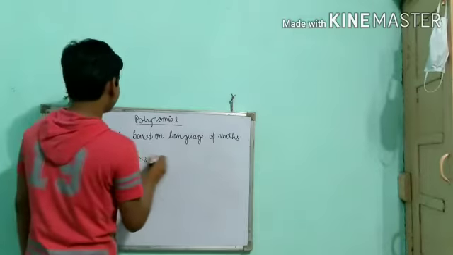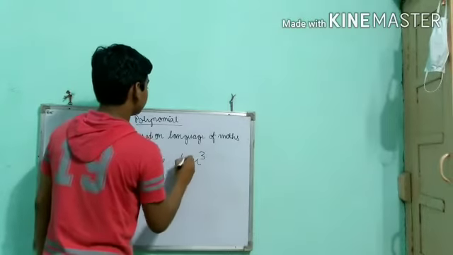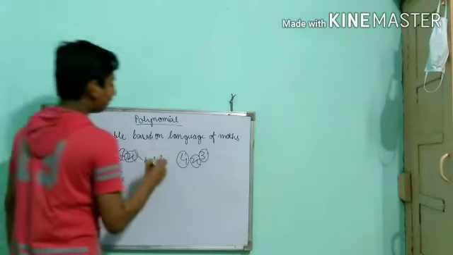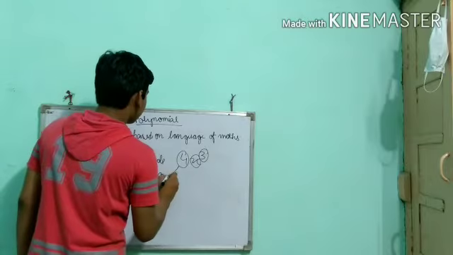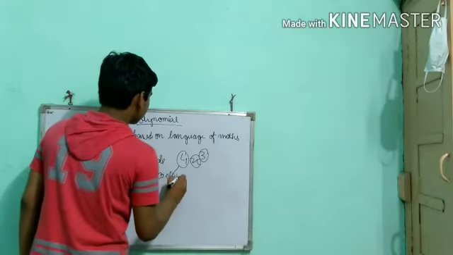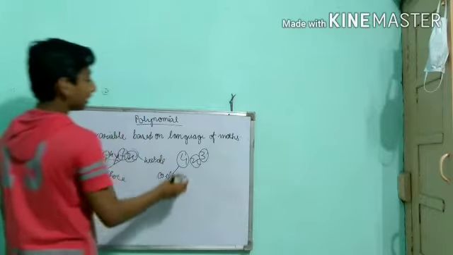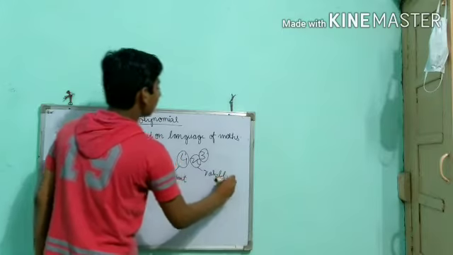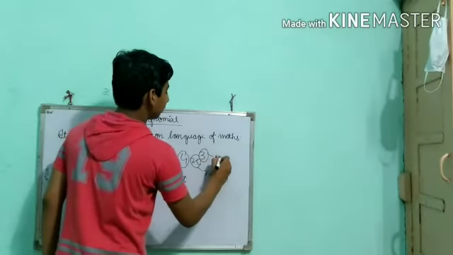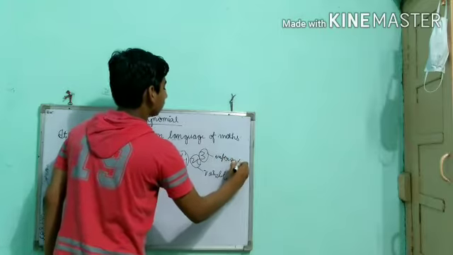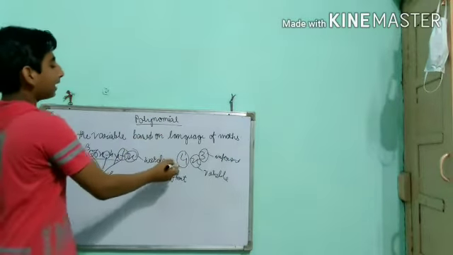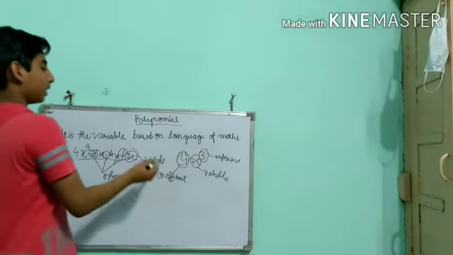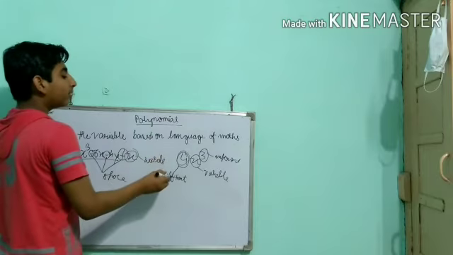For example, if we take 4x cube, 4, x, and the power 3 are three different parts. 4 is the coefficient, x is the variable, and the power 3 is the exponent. And there are some conditions. The coefficient can be any real number. It could be a rational number, integer, positive number, negative number.